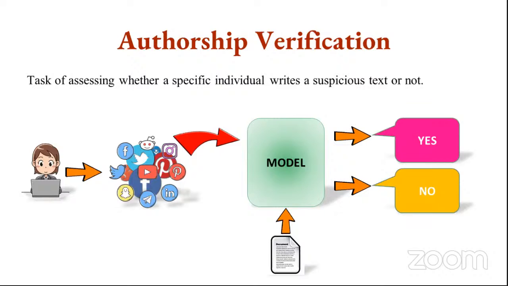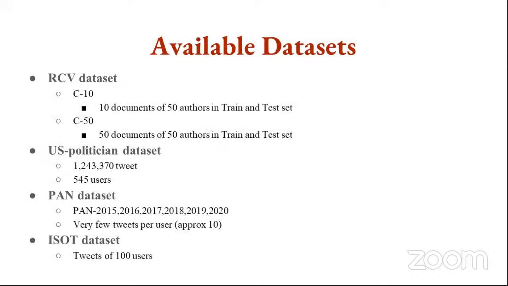So the task of assessing whether a specific individual wrote a suspicious text or not is called authorship verification. There are several datasets available, like the RCB dataset, C10, which has 10 documents of 50 authors in training and test datasets. Then C50, with 50 documents of 50 authors in the training and test set. The US politician dataset has around 12 lakh tweets from 545 users. Then we have the PAN datasets, with very few tweets per user, approximately 10 tweets per user. And then the ISOT dataset, where we have tweets of 100 users.